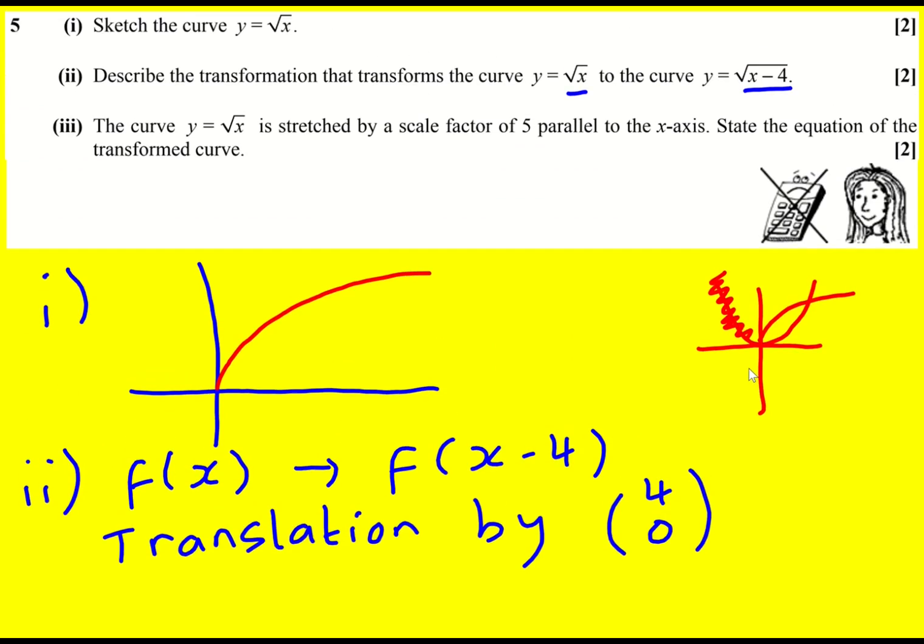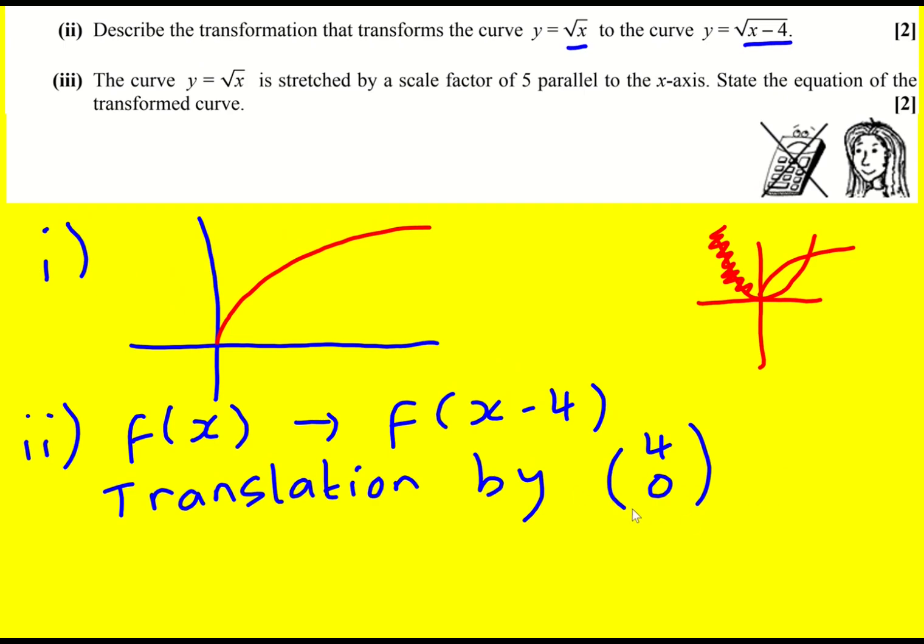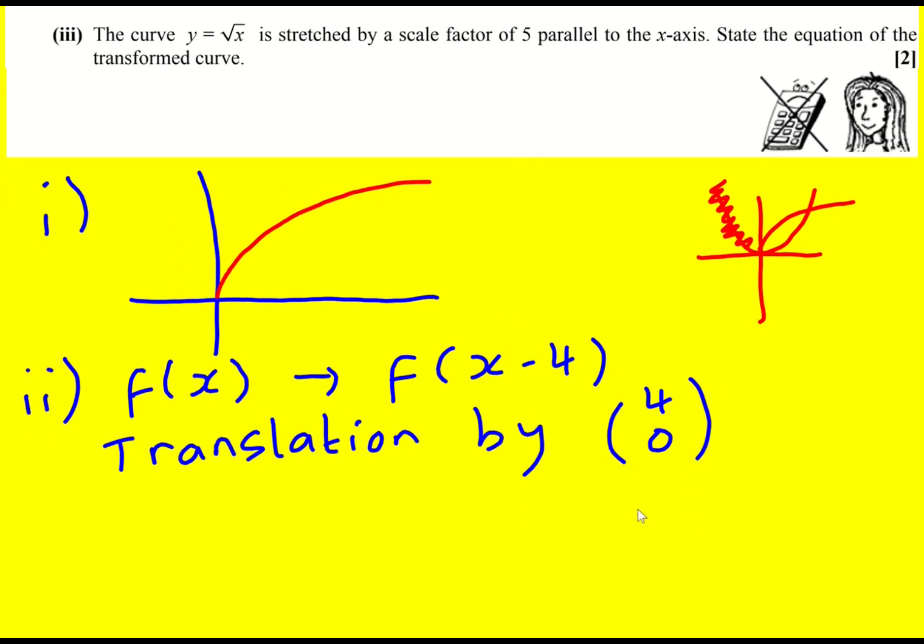You could also say 4 units in the x direction, but a vector just writes that more concisely.